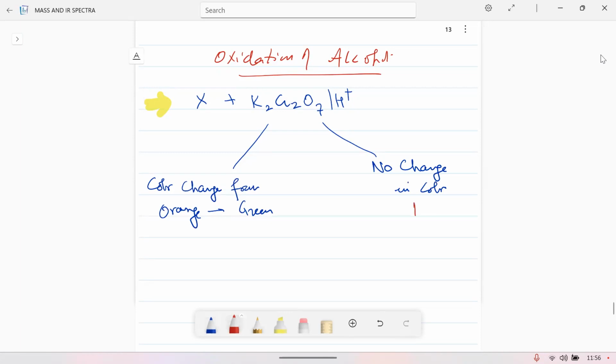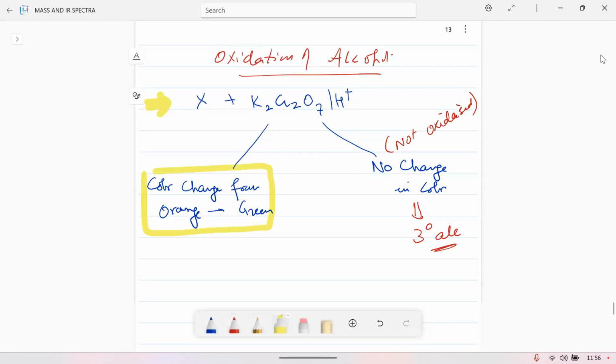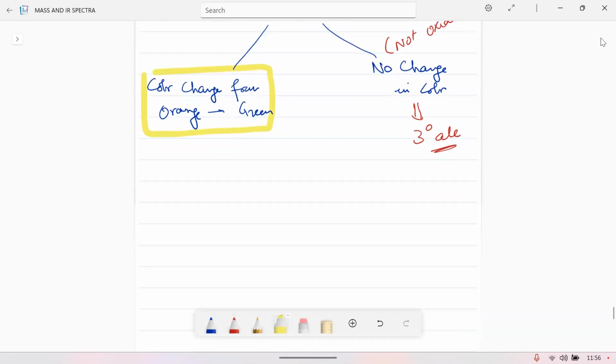Now that's easy. If there's no change in color, it means it is a tertiary alcohol. Finish. Tertiary alcohols are not oxidized. So if they are not oxidized, there will be no change in color. But suppose there was a change in the color. So if there is a change in the color, it would mean it is either a primary or secondary alcohol. So now we have to differentiate between them.